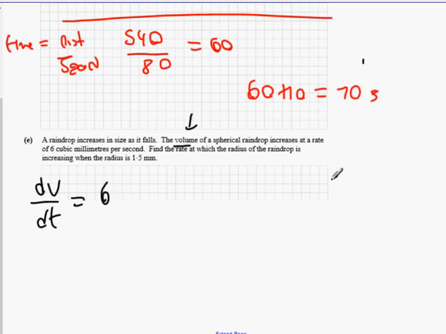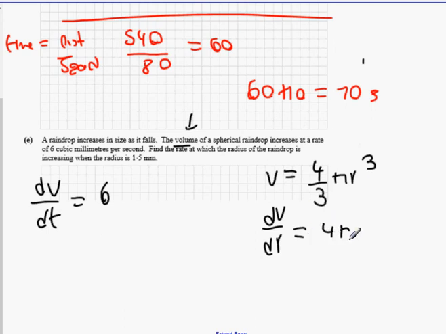dV/dt is 6. Okay. Now to get at the dV/dr, what you have to do is get your volume of your sphere, which for any sphere is 4/3 pi r cubed. To get the dV/dr, you need an equation with V and r in it, V in terms of r. Then you're allowed to differentiate to get the dV/dr. Differentiate that, you get 4 pi r squared. Then the question wants you to find the rate at which the raindrop is increasing when its radius is 1.5. Raindrop is increasing. What's the letters for that? The dr/dt. We want the dr/dt.